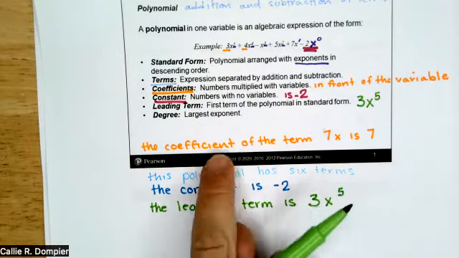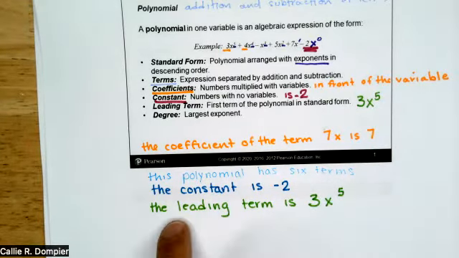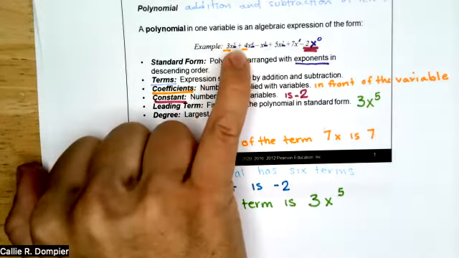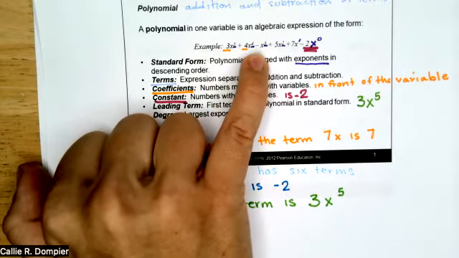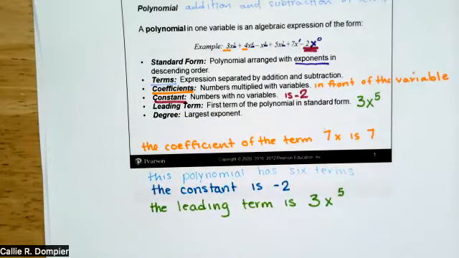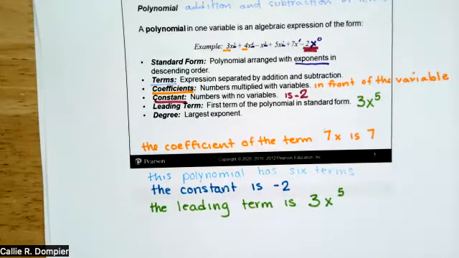So the difference between a coefficient and a leading term is the term is the whole thing, 3x to the 5th. The coefficient of 3x to the 5th is the 3. So each of these has a coefficient. The coefficient of 3x to the 5th is 3. The coefficient of 4x to the 4th is 4. The coefficient of negative x to the 3rd is actually negative 1. The degree is the largest exponent.